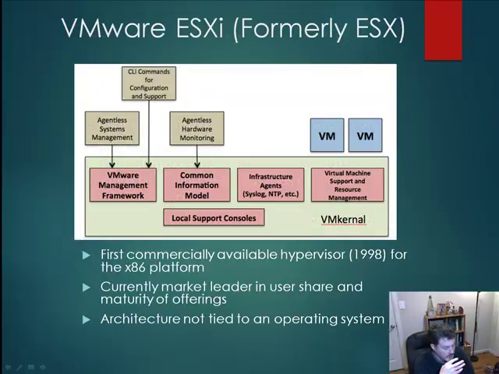So what does this mean if we break it down into vendor products? If we look at VMware's ESXi, formerly ESX, it really was the first commercially available hypervisor. It came out in 1998, 99 for the 32-bit platform. Currently, it is the market leader in user share and maturity of offerings. Its architecture is a Type 1 hypervisor architecture. It's not tied directly to an operating system.